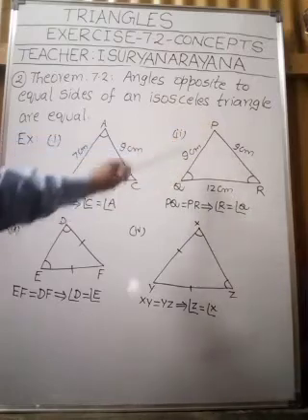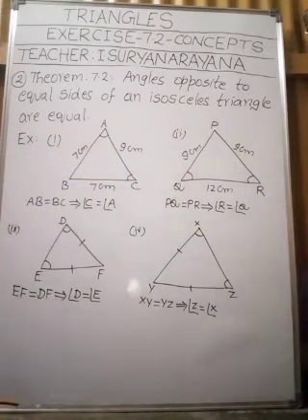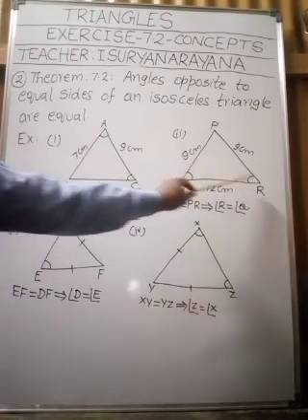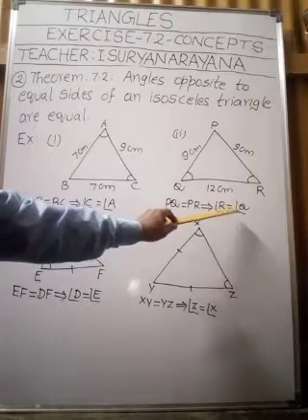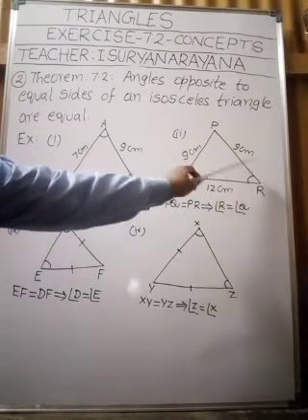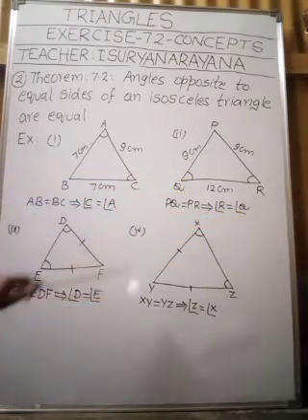In triangle PQR, PQ is equal to PR. The two sides are equal. Then what is the angle opposite to this side PQ? Angle R. So angle R is equal to, what is the angle opposite to this side PR? Angle Q. So angle R is equal to angle Q.